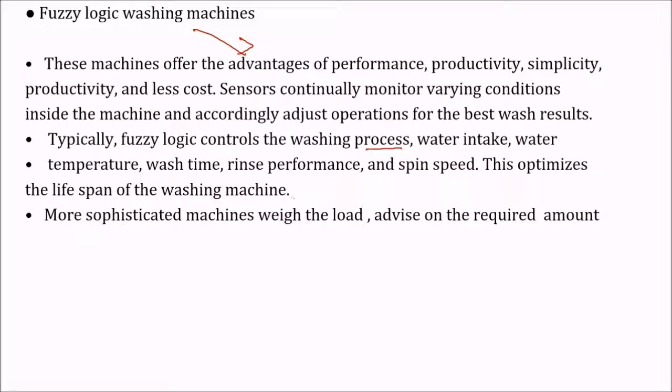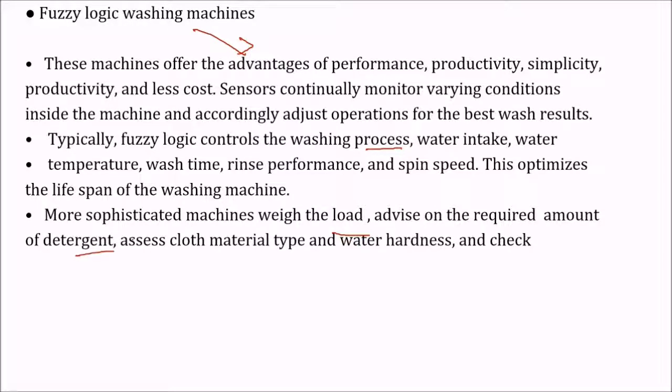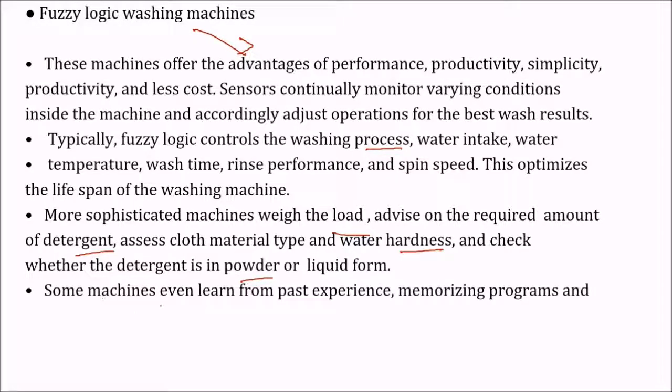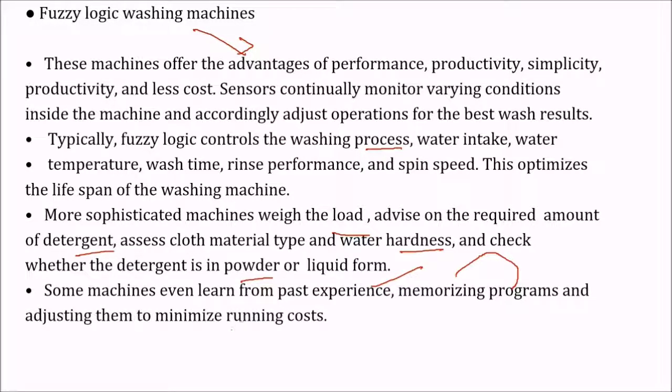We have more sophisticated machines, which weigh the load, advise on the required amount of detergent, assess the cloth material type and water hardness, and also check whether the detergent is in liquid or solid form. Some machines even learn from past experience. They can memorize the programs and then adjust to minimize the running cost.